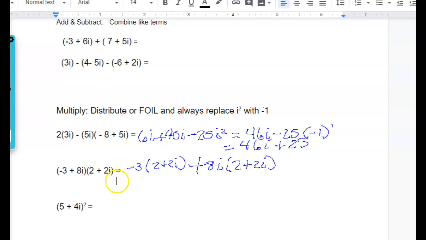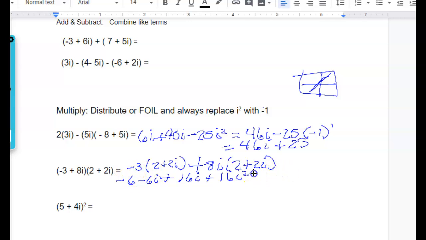So now I'm going to distribute -3 times 2, -3 times 2i, plus 8i times 2, which is 16i, and 8i times 2i, which is positive 16i squared. Now I'm going to look to see how I can simplify this. Right here in the middle, because I did FOIL, there's always those two that combine. If you remember in the box method, these two terms on the diagonal are almost always something you can combine. So that's what we've got.